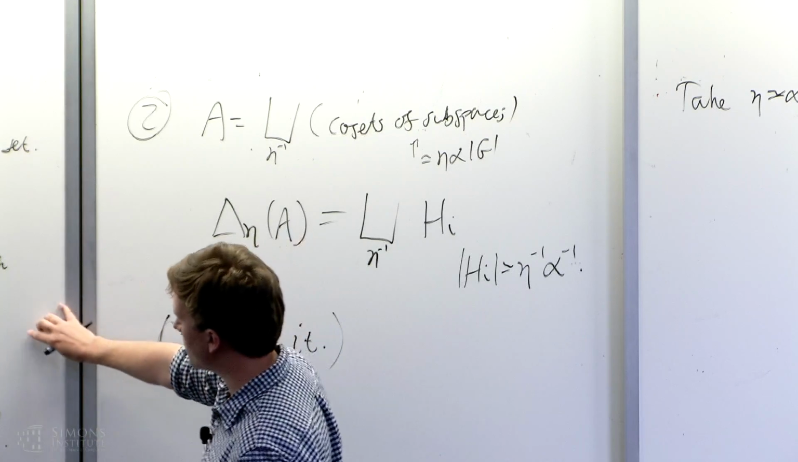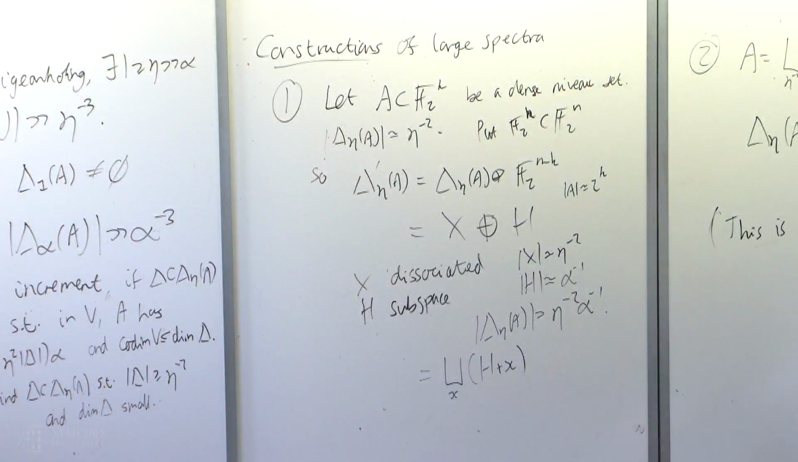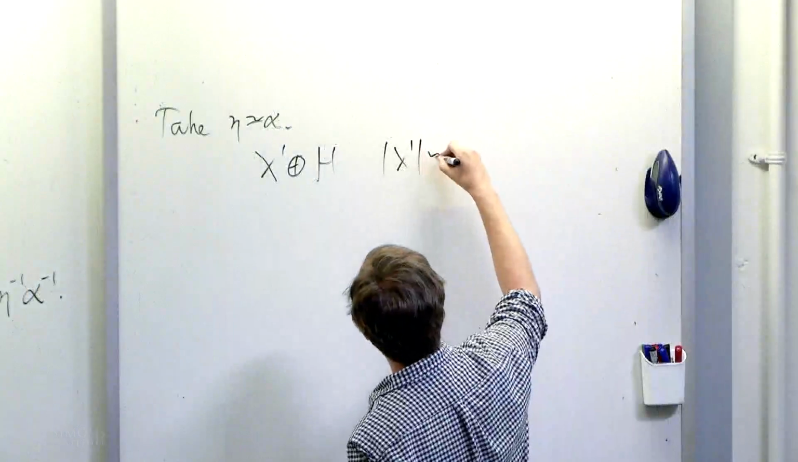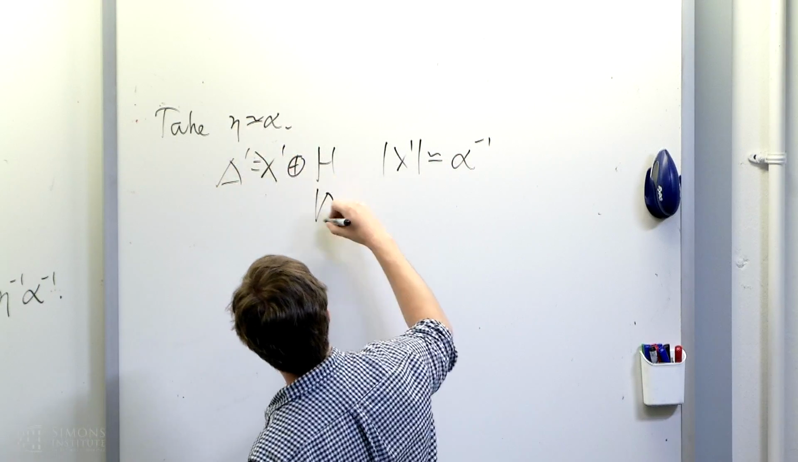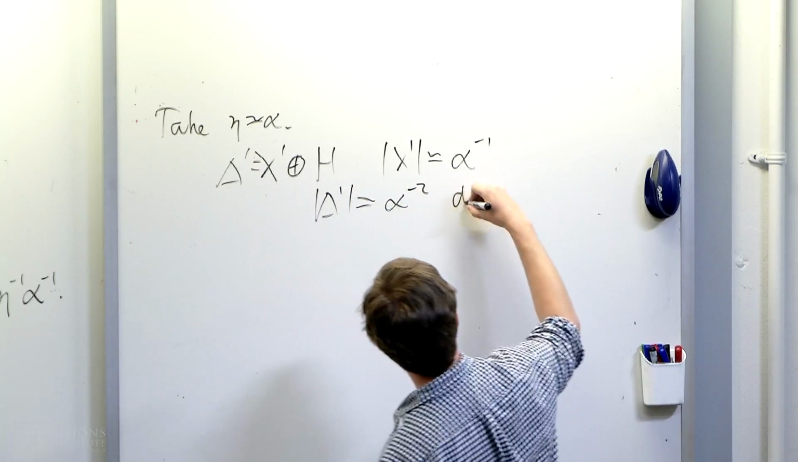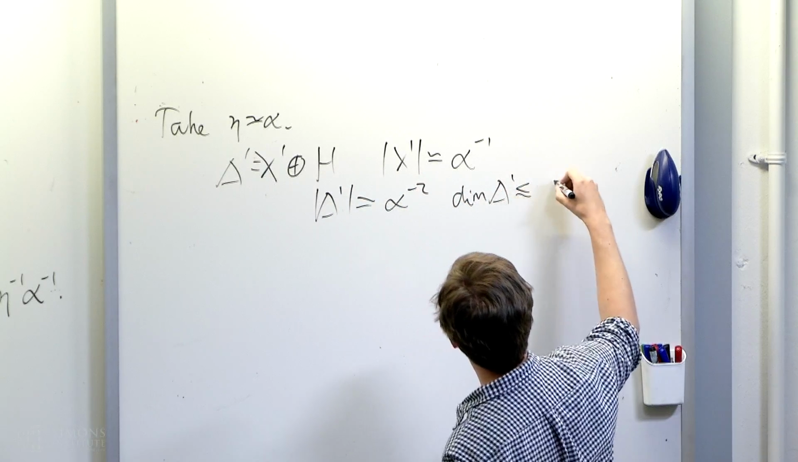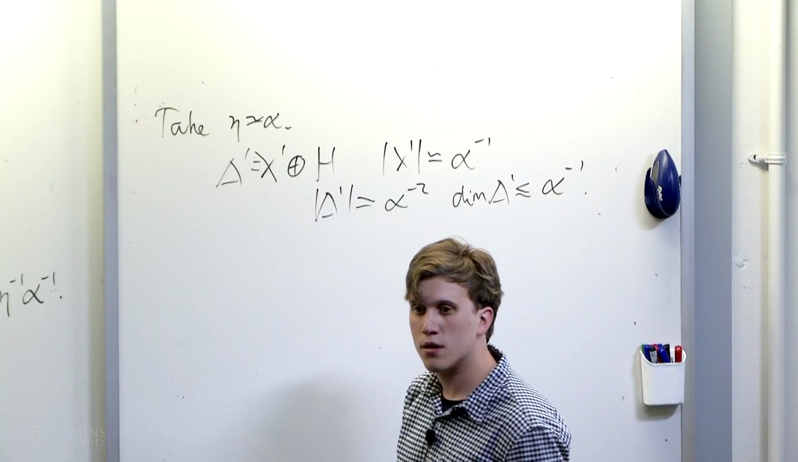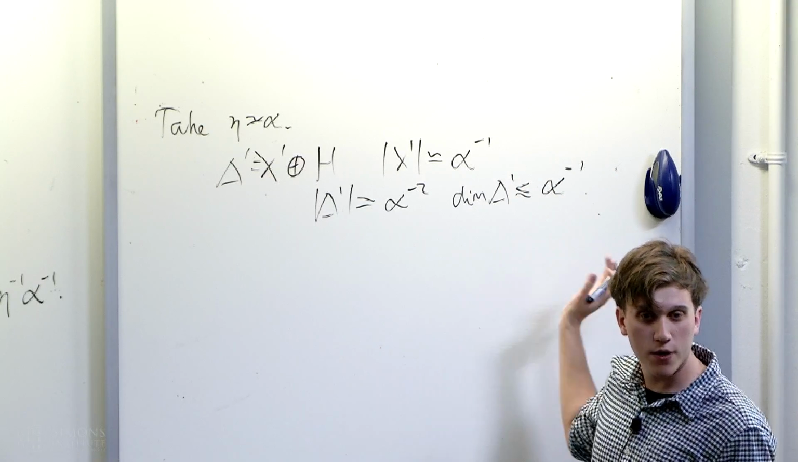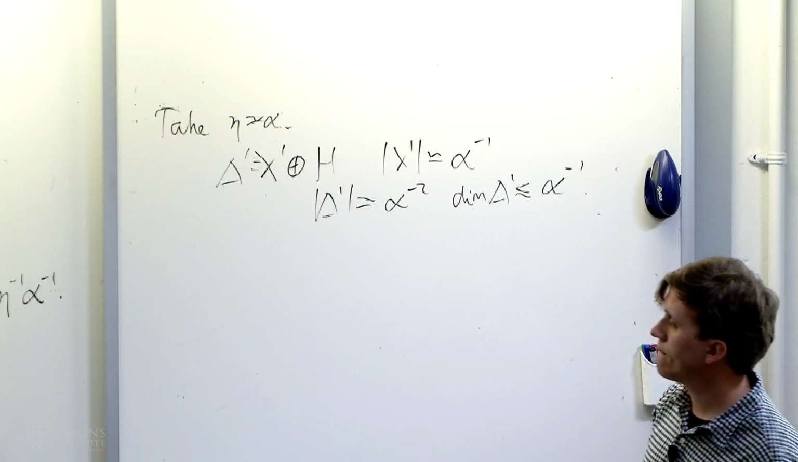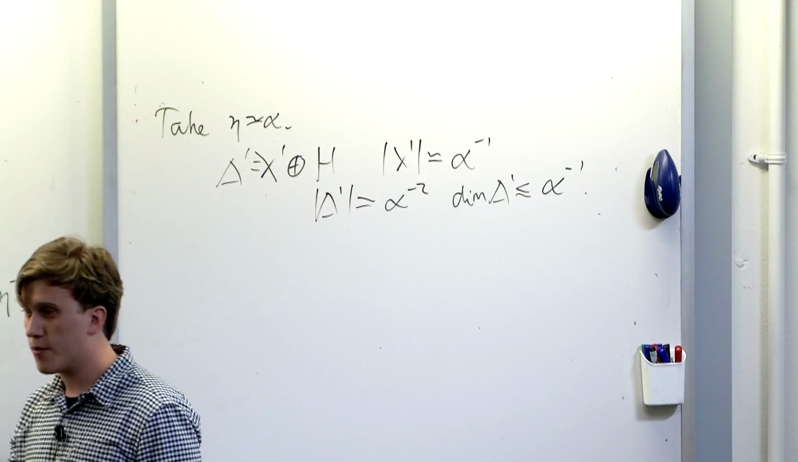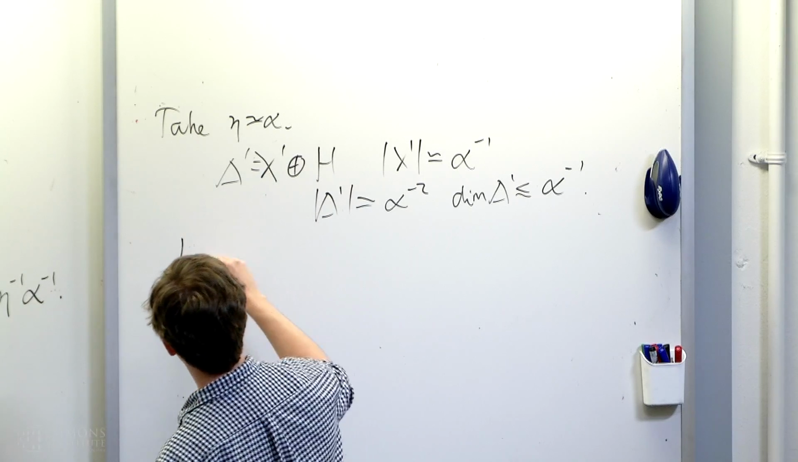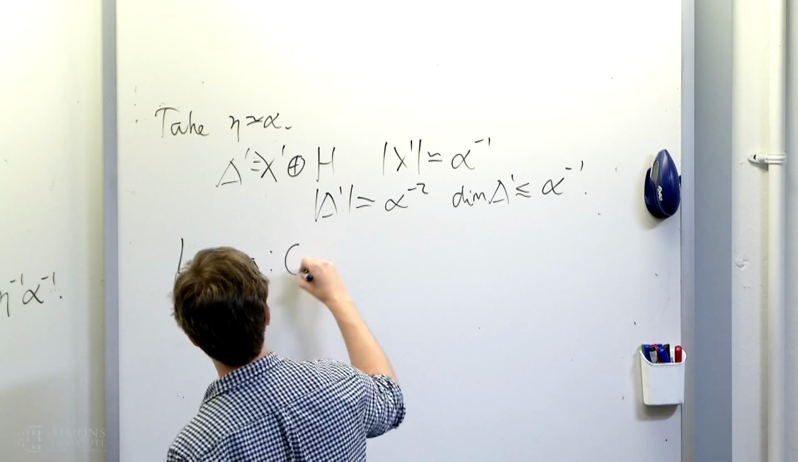In this case, it's slightly more problematic, but still, if I take x primed plus h, where the size of x primed is roughly alpha to the minus 1, then the size of delta primed is roughly alpha to the minus 2, and the dimension of delta primed is roughly alpha to the minus 1. So this is still better than Chang's lemma, which would give you an exponent of 2 there instead. So this suggests, if you believe that this is all that can happen, that you should be able to do better than Chang's lemma. And indeed you can, for this purpose.